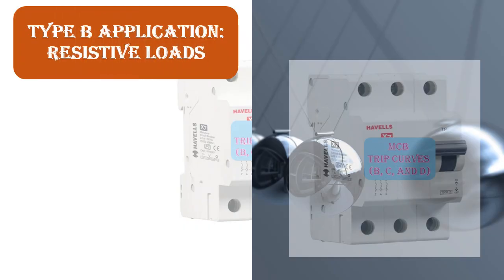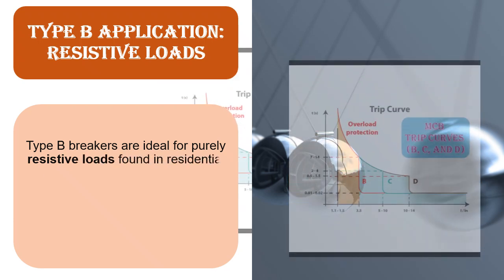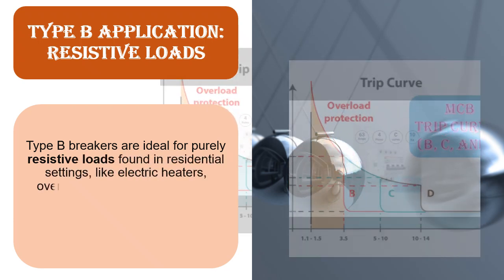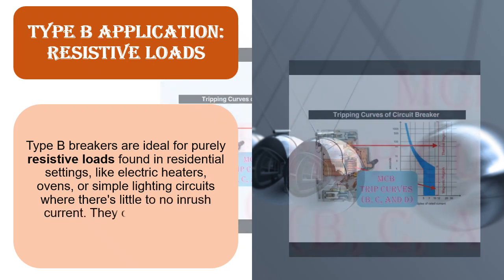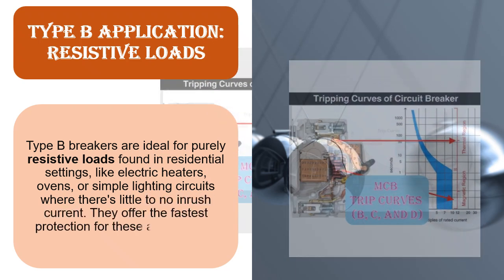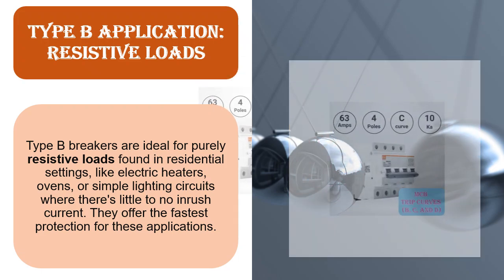Type B breakers are ideal for purely resistive loads found in residential settings, like electric heaters, ovens, or simple lighting circuits where there's little to no inrush current. They offer the fastest protection for these applications.